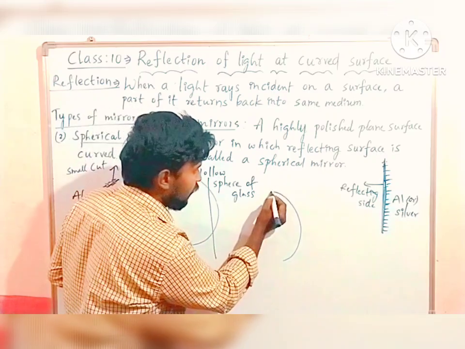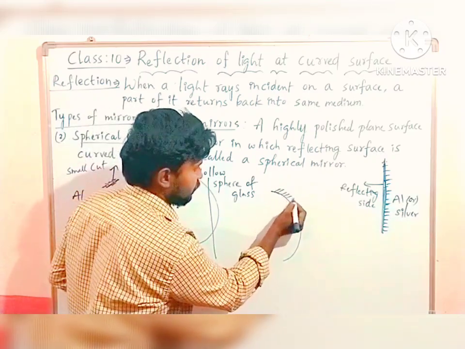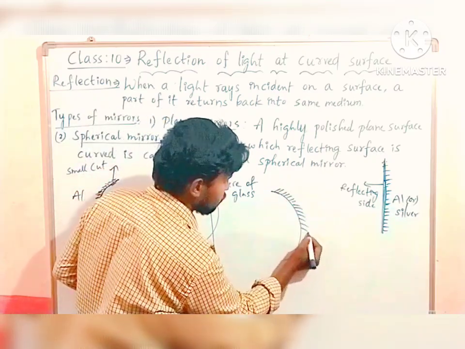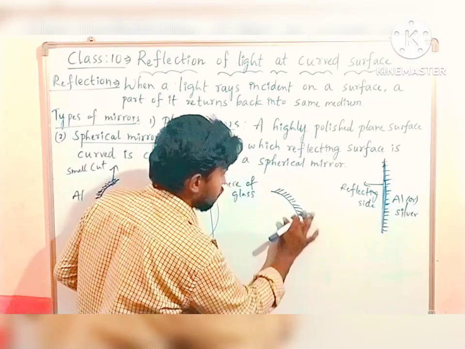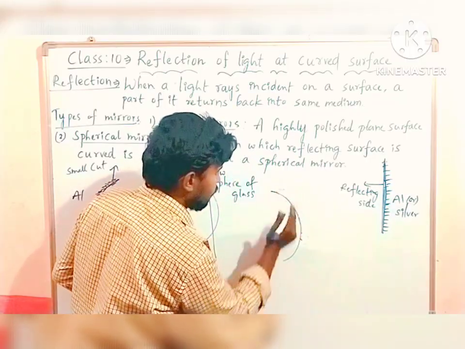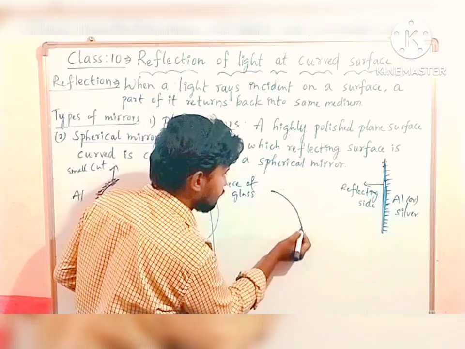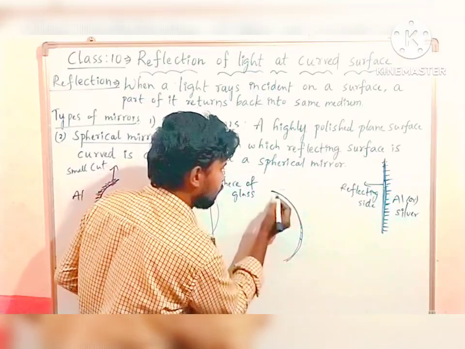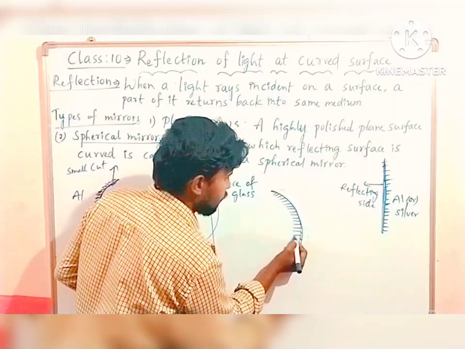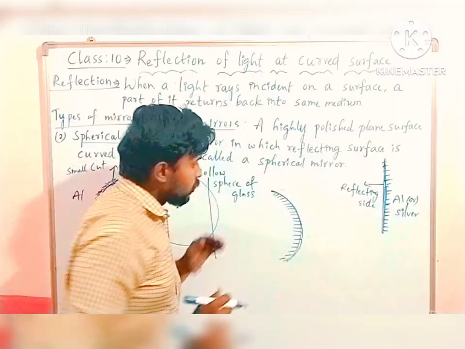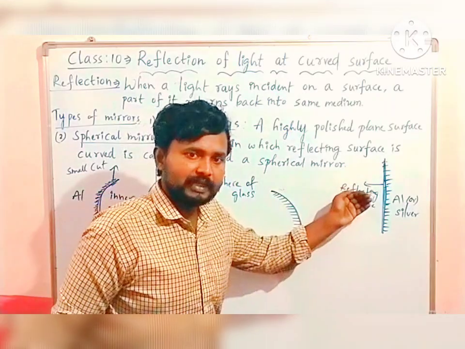In the same way, here, this is a hollow sphere. This is the inner side. This is the outer side. When we coat inside, the outside surface will act as a reflecting surface.